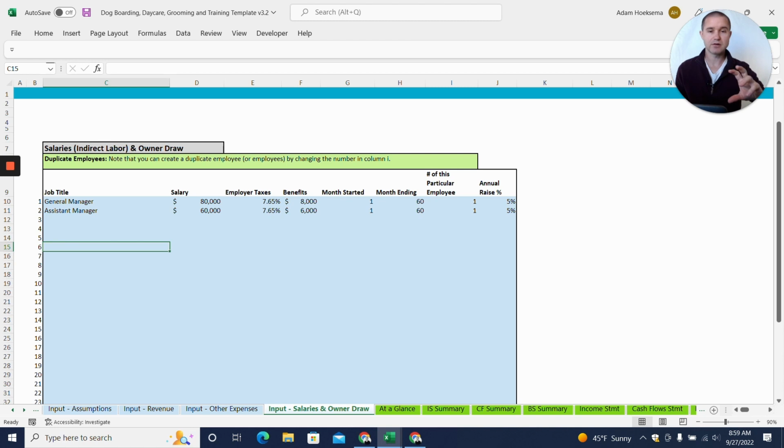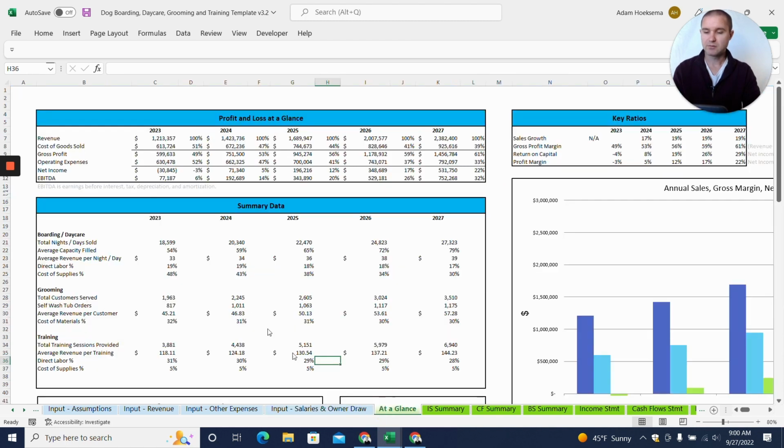This is only the salary positions that are kind of like the overarching positions, not tied to a specific business unit. And so I've just got a general manager and assistant manager entered in here, starting in month 1. So they're going to start in the business right away, ending in month 60 at the end of the projection. So it's a 5-year projection. And then we've just got one of each of these employees, and we're giving them a 5% annual raise. And with that, brings us back to our at a glance tab, and we have a set of 5-year financial projections.